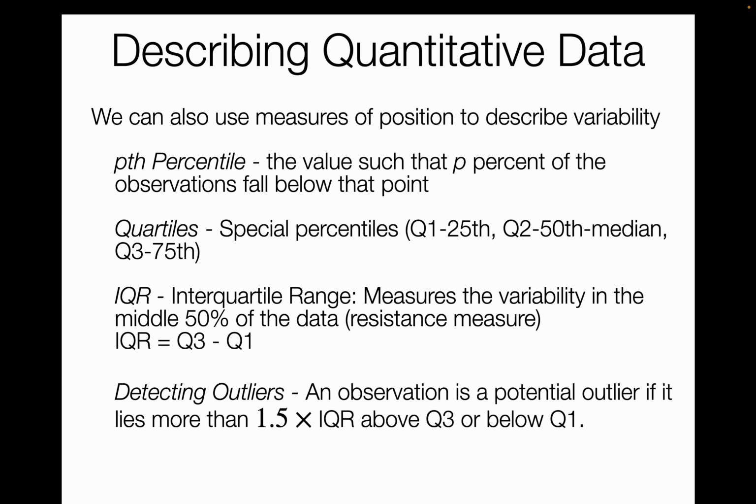Specifically, an observation is a potential outlier if it lies more than 1.5 times the IQR above Q3 or 1.5 times the IQR below Q1. So I do Q3 plus 1.5 times the IQR, and whatever that cutoff is, if a data point lies above that cutoff, it's a potential outlier. Similarly, Q1 minus 1.5 times the IQR is the low cutoff, and if a data point lies lower than that, it is also a potential outlier. I'm not saying it is an outlier, it's just a potential one.